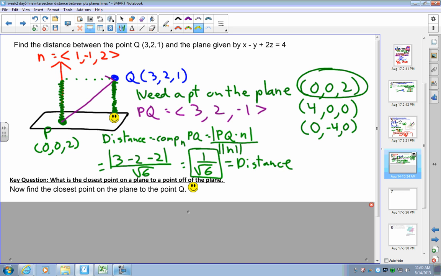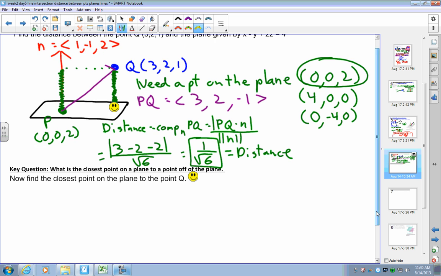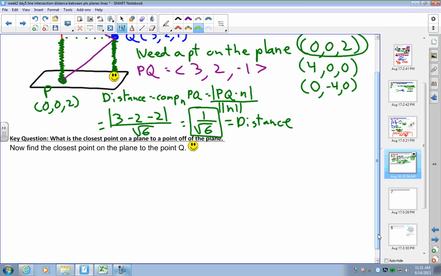Okay? Now there's two ways to do this. One way might feel like a little bit more math involved, but it gets you the answer right away. The other way might feel quicker, but then you need to do a check on it. Okay, so I'm going to show you both ways, but your preference on how to get it. So my whole goal is to find the smiley face. Okay, so I can kind of tell you what we're doing. We're going to start at point Q, which is 3, 2, 1.